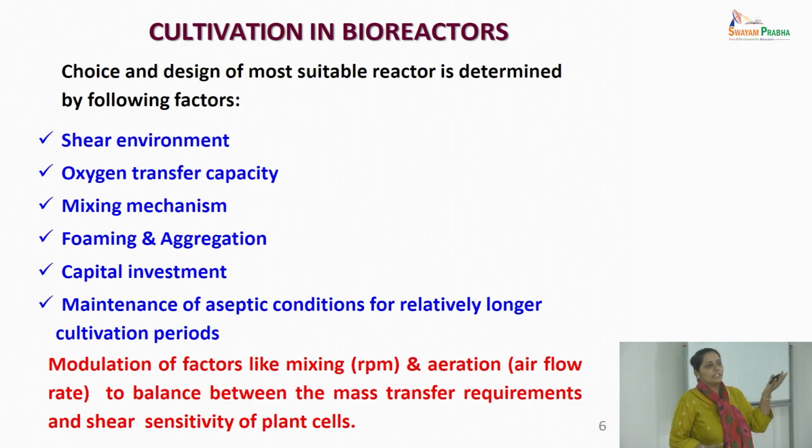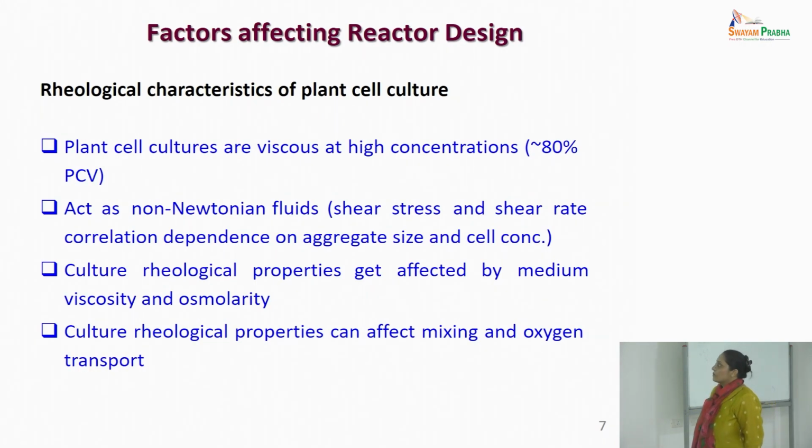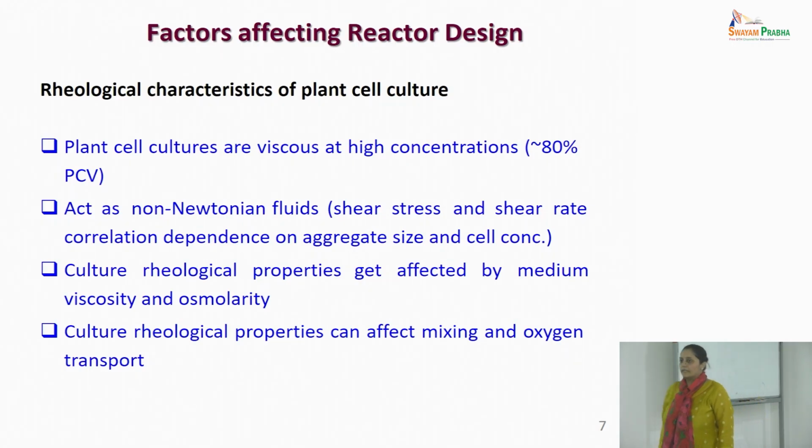So if you try to increase the mixing parameters, there is a good chance that you are compromising on the shear. Now, some of the key properties of plant cell suspensions which should be kept in mind: rheological properties. Plant cell cultures are indeed viscous at high concentrations. As a non-Newtonian fluid, stress and strain are not directly related. Depending on the aggregate size and the cell densities, the viscosity might change. So this will again impact the viscosity and osmolarity, and also then impact further your oxygen mass transfer or mixing.